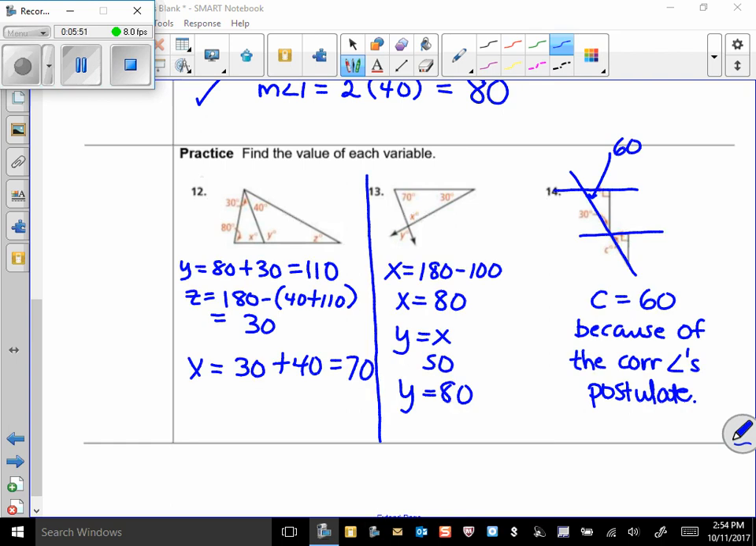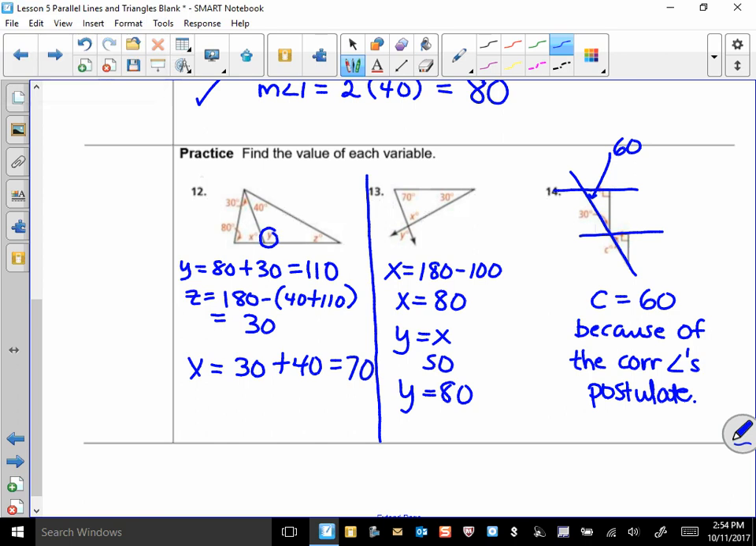In the first problem, the first thing I did was to recognize that y is an exterior angle for the little triangle out here on the left, and the measure of y is the sum of the 2 remote interior angles, which are given, 30 and 80. So y is 110.